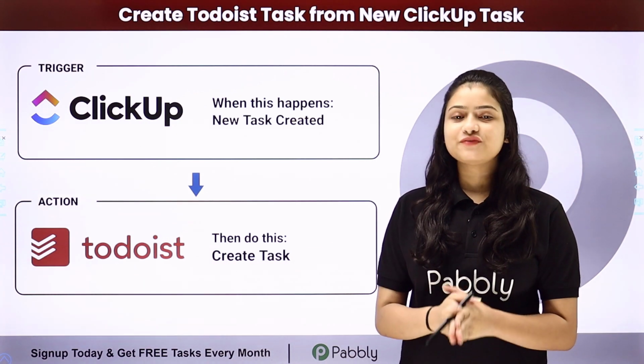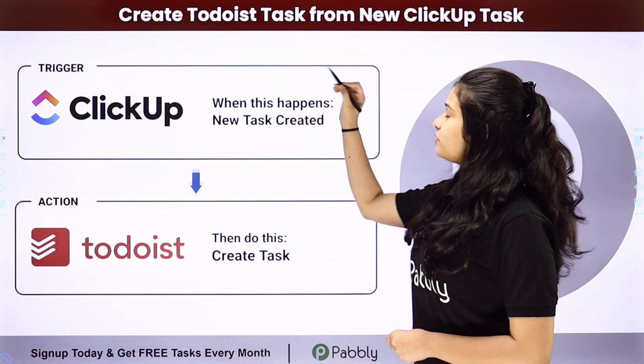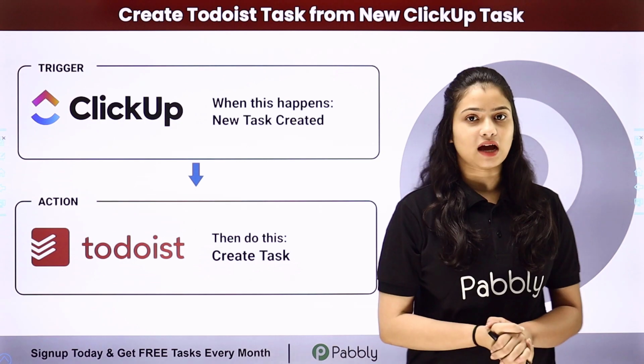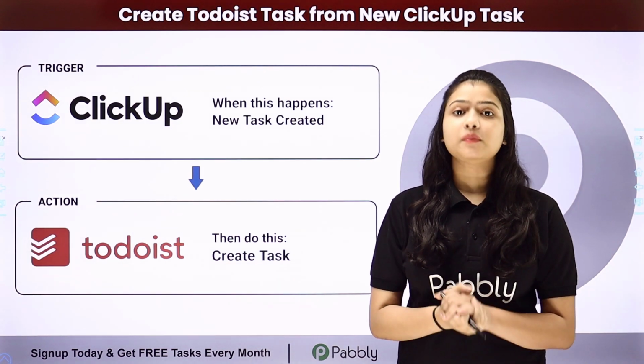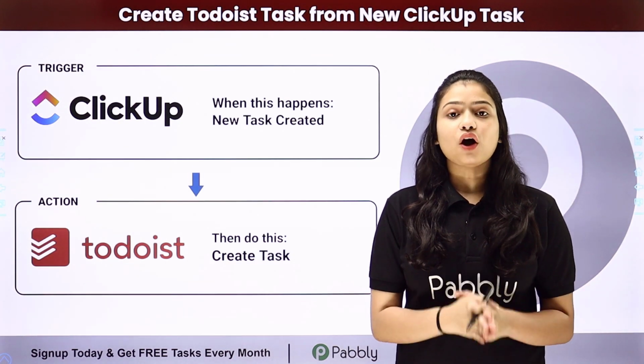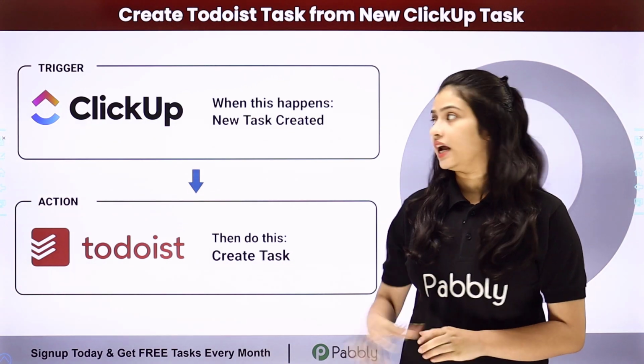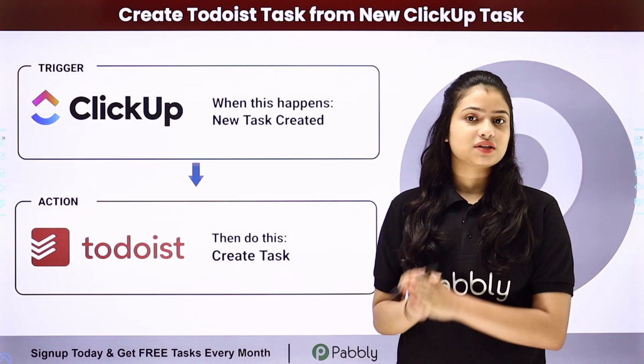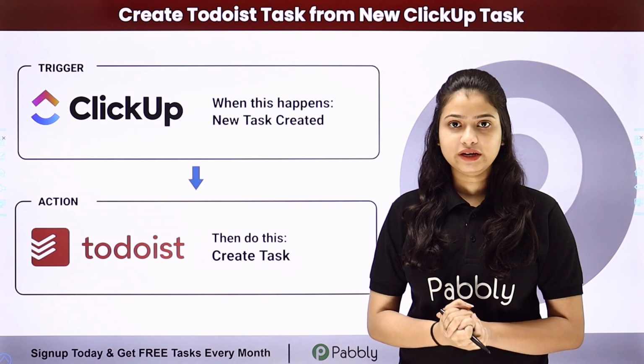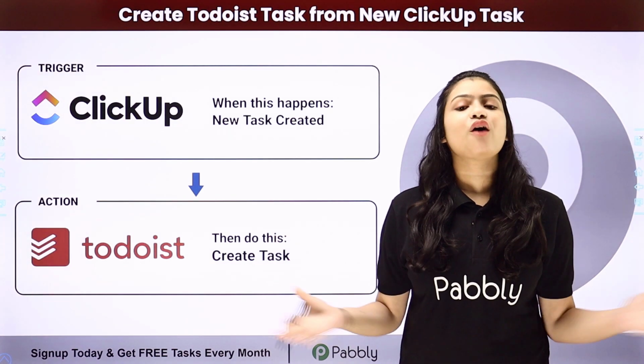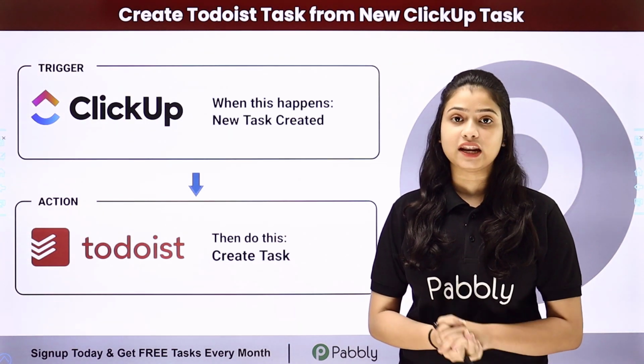Hello everyone, in this video we are going to learn how to create a Todoist task from a new ClickUp task. Suppose you are using ClickUp to manage your day-to-day tasks and now you want that as soon as a new task is created in ClickUp, automatically by using the same response, a new task should also be created and added in Todoist. So how are we going to do this process automatically and effortlessly?